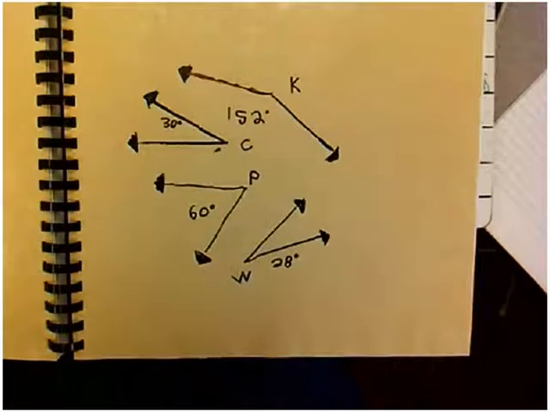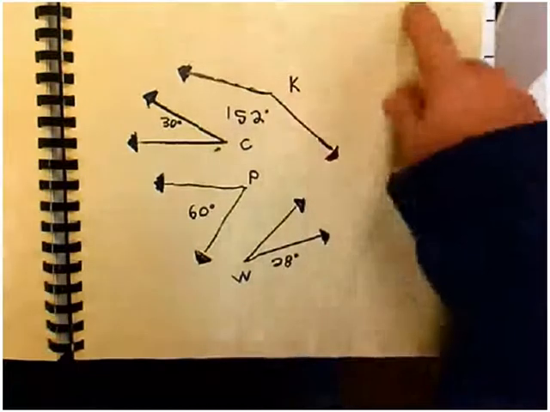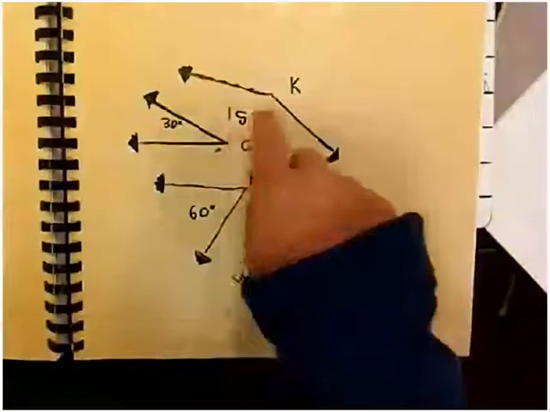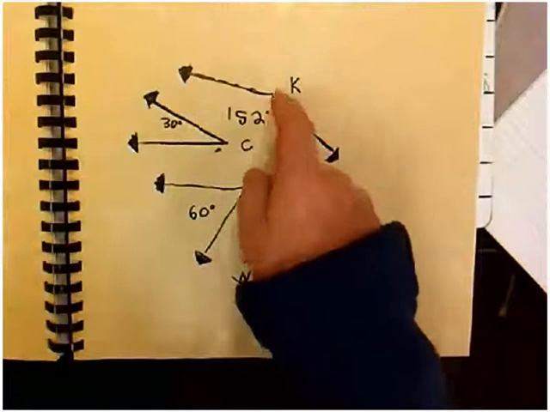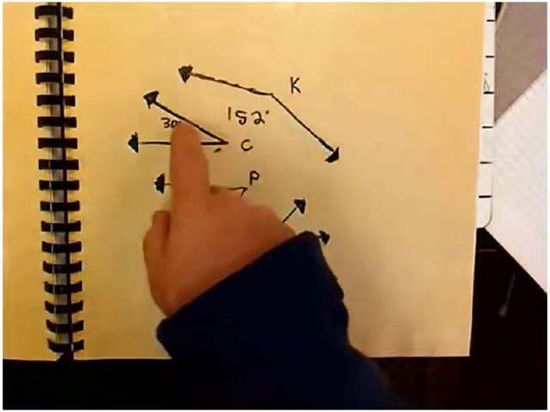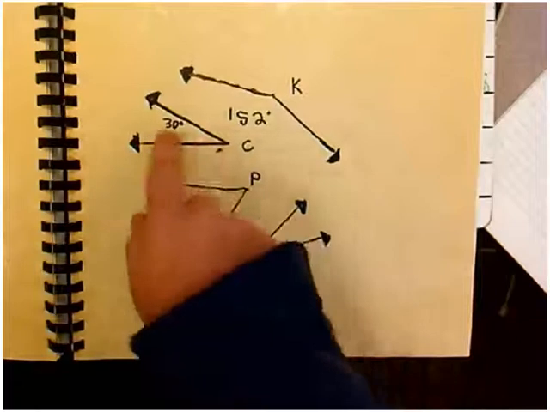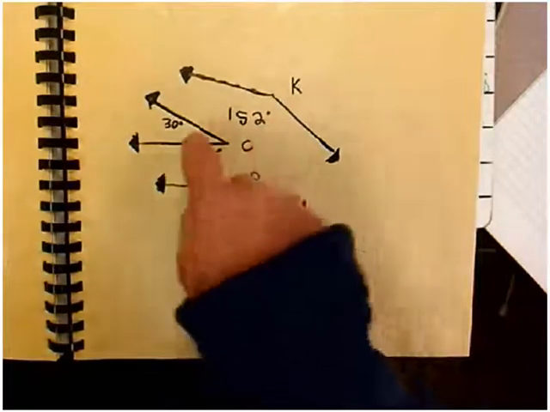All right. Okay, so angle K, we're on page 135. Angle K is 152 degrees. And then we go counterclockwise, so the opposite direction, go back in time. We find angle C. How many degrees is that? 30. Let's identify these as we go.